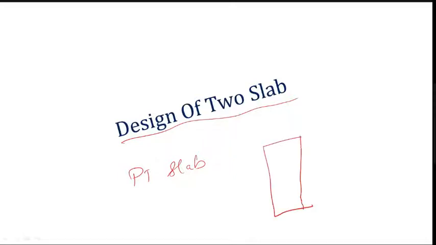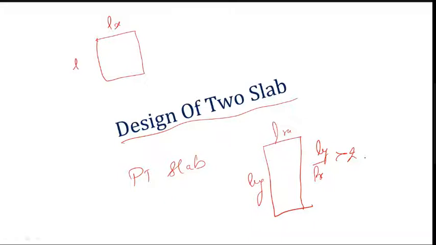Okay, today we will see design of two-way slabs, that too PT slabs. In the previous class we saw about one-way slab. If this is your Lx, if this is your Ly, where Ly by Lx ratio is always greater than 2. But here in two-way slab we have Lx, Ly, where Ly by Lx is less than 2. Then these types of slabs are called two-way slabs.